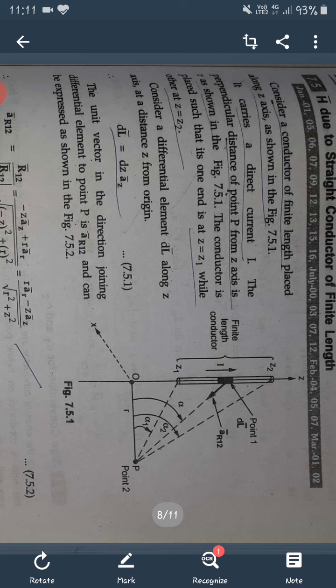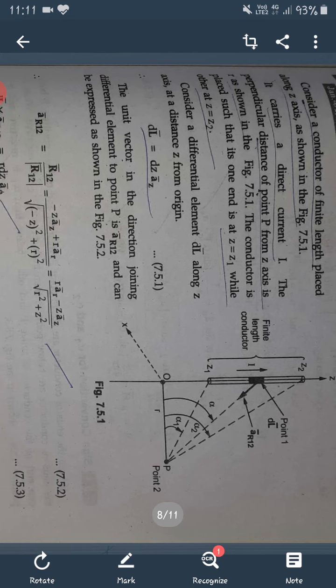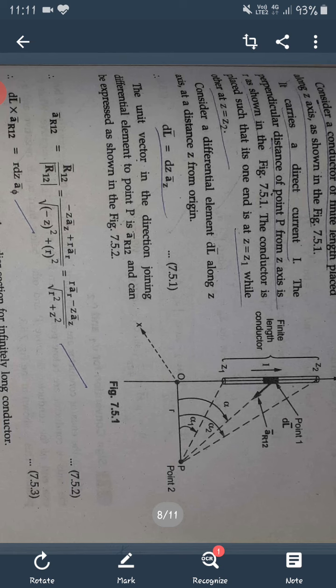Consider a differential element dl vector along the z-axis at a distance z from the origin. dl equals dz az cap. The unit vector in the direction joining the differential element to the point P is ar12 and can be written as ar12 equals r12 vector by r12 magnitude. It will be minus z az plus r ar cap by square root of minus z square plus r square.